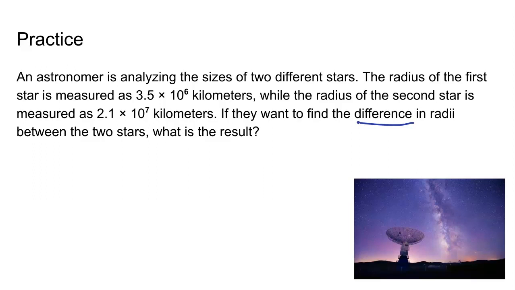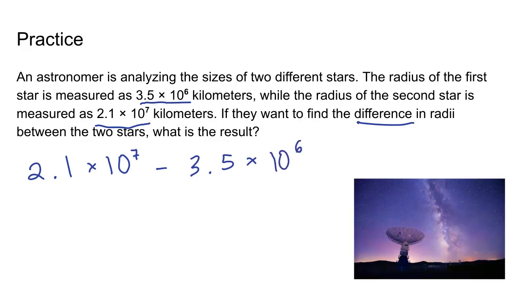And in this case, 3.5 times 10 to the 6th is smaller than 2.1 times 10 to the 7th, because 10 to the 6th is a whole exponent smaller than 10 to the 7th. So to rewrite that, you would write 2.1 times 10 to the 7th minus 3.5 times 10 to the 6th. And here you have different exponents, so you need to convert them to the same exponent. And in this case, it would be easier to convert the second number from 10 to the 6th to 10 to the 7th by moving the decimal point one place to the left.